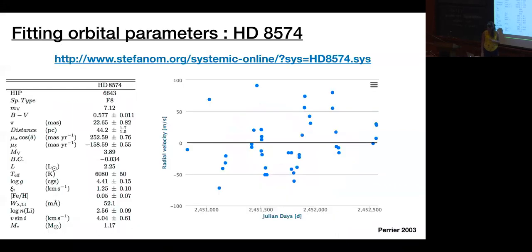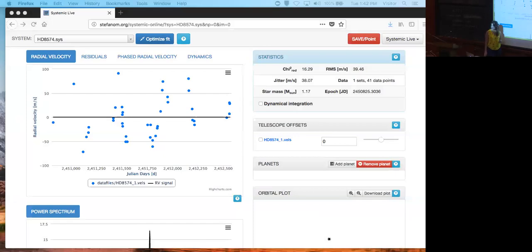I'm now going to try and do something that's either very brave or very stupid, but possibly both, and do this in real time with you guys as a quick example. So we're going to look at HD 8574. This is a late F star that was discovered to have a planet around it in 2003. This is a real planet. I'm not going to play tricks in that regard.